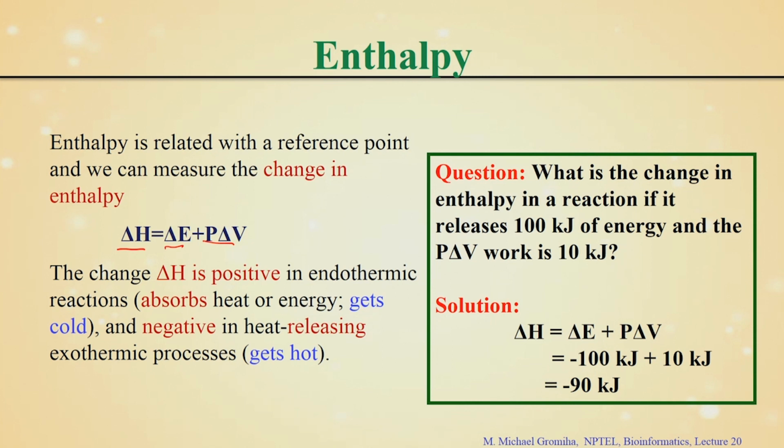So, I have a question. What is the change in enthalpy in a reaction if it releases 100 kilojoule of energy and the P delta V work is 10 kilojoule? Here is the solution. Delta H is equal to delta E plus P delta V. What is the sign for delta E? Because it releases energy, this is minus 100 plus 10 kilojoule, that is equal to minus 90 kilojoule. This is how we can get the enthalpy for any system.